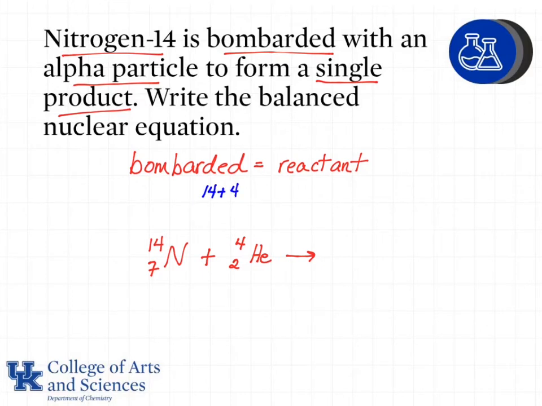We know that 14 plus 4 is equal to x, which is our mass number, and x will be equal to 18. For the atomic number, we know that 7 plus 2 will be equal to x, so x will be equal to 9. I can look at the periodic table and look at the atomic number of 9 and see that the identity of that particle is fluorine.